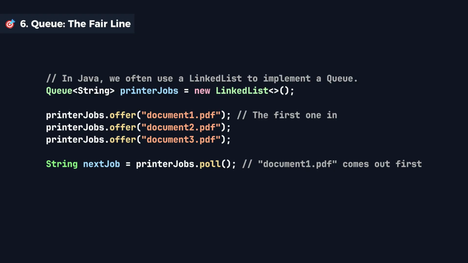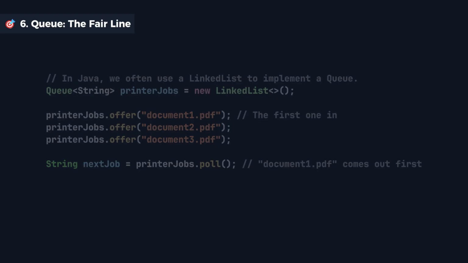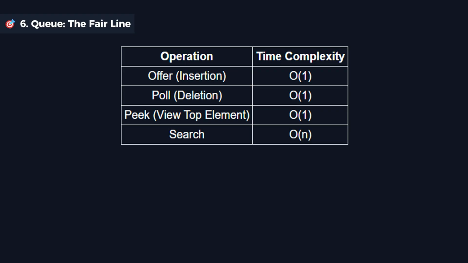A queue provides instant access to the element at the very front and very back of the line. But just like a stack, to reach a person in the middle, everyone in front of them has to leave the line first. The operation time complexity for offer (insertion) is O(1), poll (deletion) is O(1), peek (view front element) is O(1), but search is O(n).